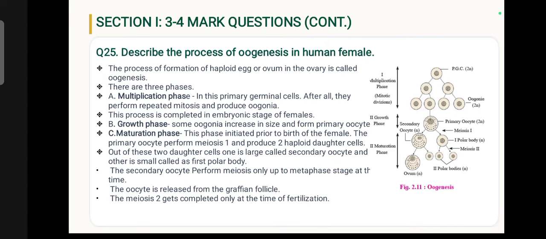The secondary oocyte performs meiosis up to metaphase stage. At this time, the oocyte is released from the Graafian follicle. Meiosis 2 gets completed at the time of fertilization to produce second polar body and ovum.